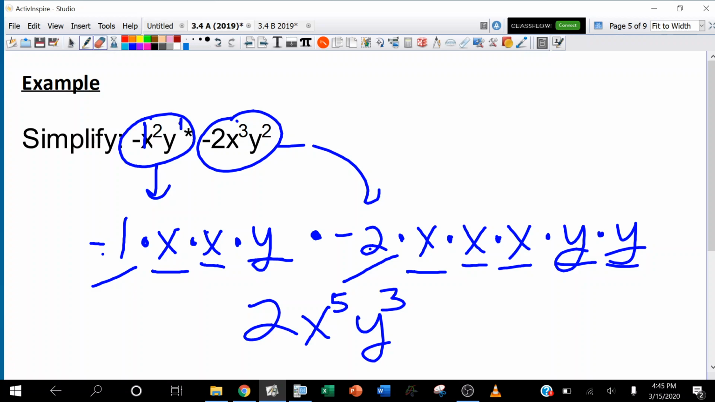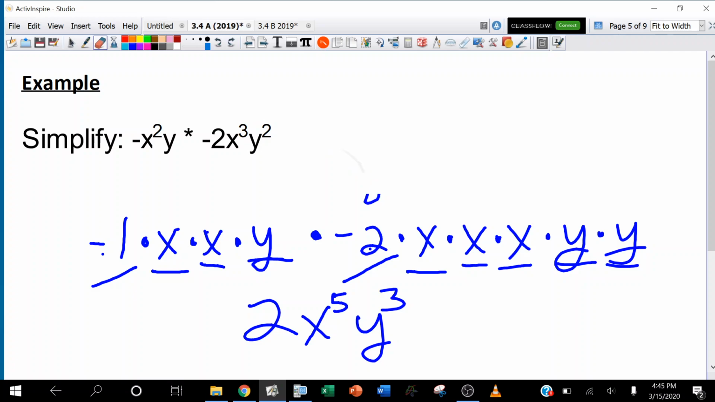So if we were talking shortcuts with this, what we would do here is we would say, I got the 1 in front of the x and the 1 for the power for the y. So I would start with the coefficients. -1 times -2 is +2. Then I would go to the x's.